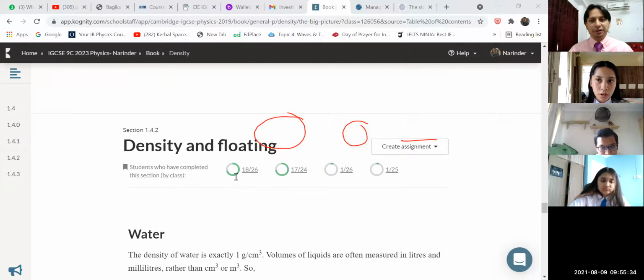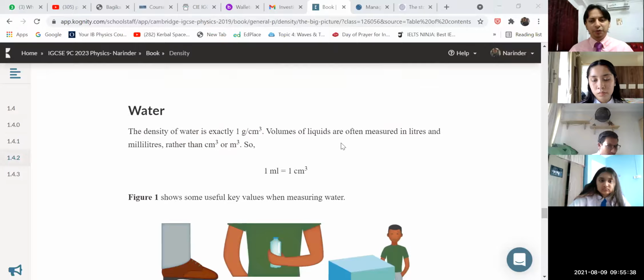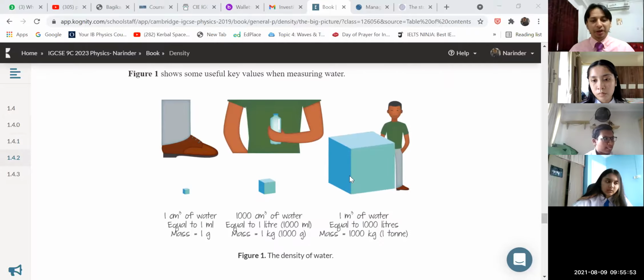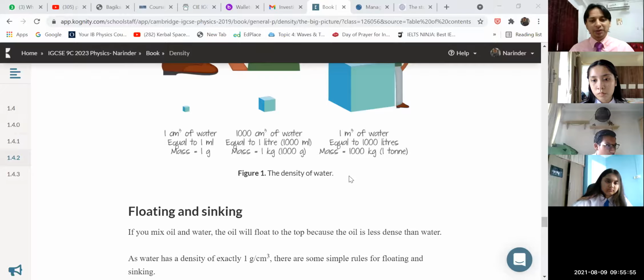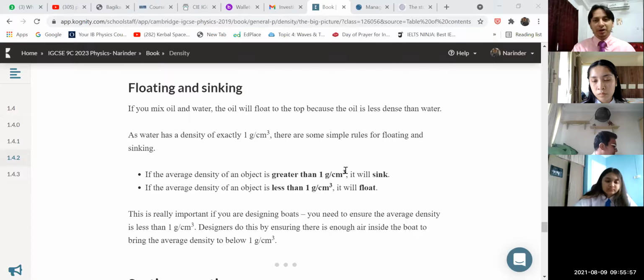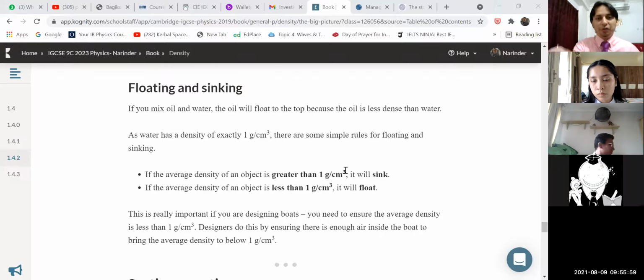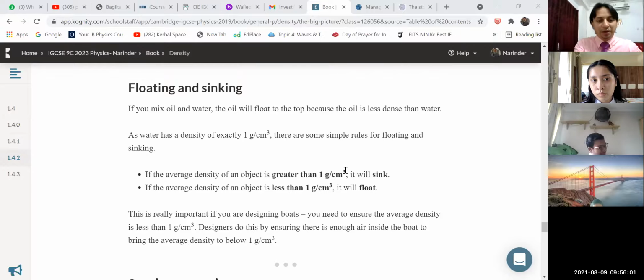Okay, so density, and now here one more thing, children. In this slide, this is based on density and floating. I just want to give you some information, and I have already given you this as a reading assignment. Here, the density of water is exactly 1 gram per centimeter cube, and you are also familiar that 1 milliliter equals 1 centimeter cube. And then floating and sinking, the same concept, children. You note down somewhere these two important points.